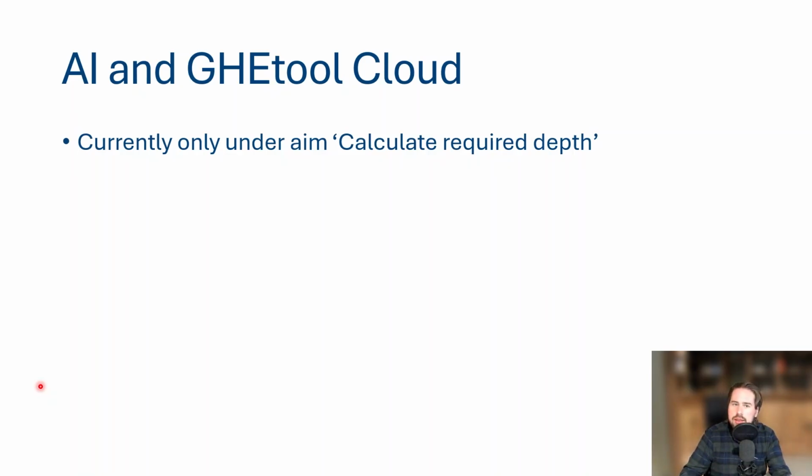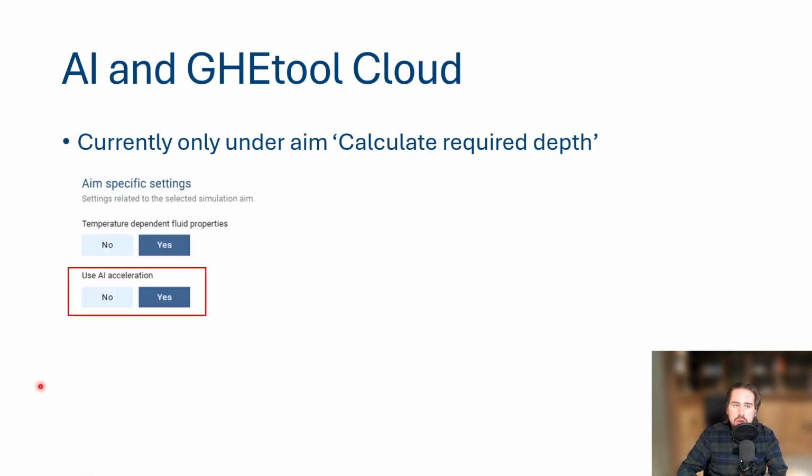And when you select calculate required depth in GHEtool, you will see under the aim specific settings, we have the temperature-dependent fluid properties, which we discussed in the past. We have now use AI acceleration. And by default, it will be off. But if you say yes, then we will use this new method, this new model to speed up your simulation. And we're really curious to see what you think, or if you find some edge cases where it still behaves a little bit weird. But from the simulations we did, we're rather confident it will give you good results.